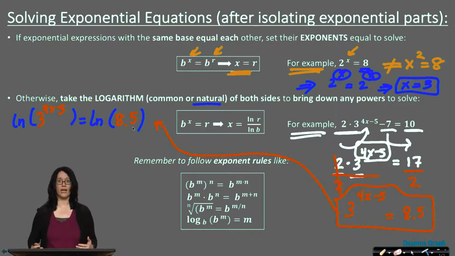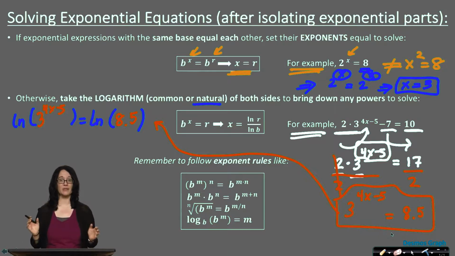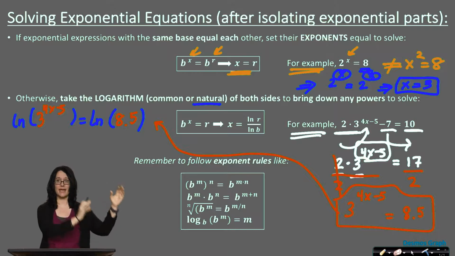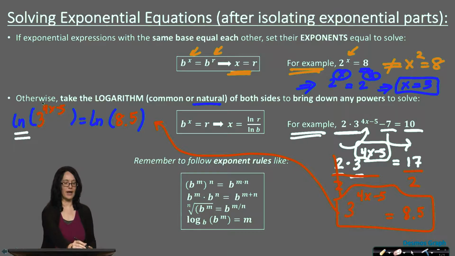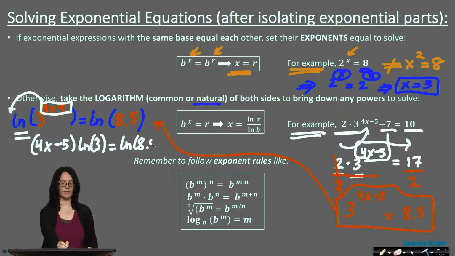What's the point of doing that? Why do I want to introduce natural logarithms or common logarithms or any logarithm into an equation that has exponents? Well, because we remember, hopefully from our last video, that the only way to bring an exponent from the top back down to the bottom of the line is using logarithms. Now that I have a logarithm in front, I am allowed to bring my exponent down in front as the coefficient. So I now would have something to the effect of (4x minus 5) times, in parentheses, ln 3. And on the other side, I just have ln of 8.5.